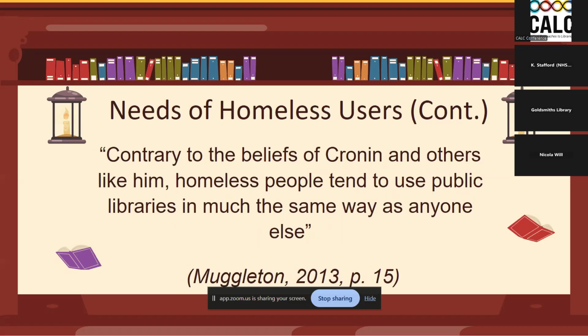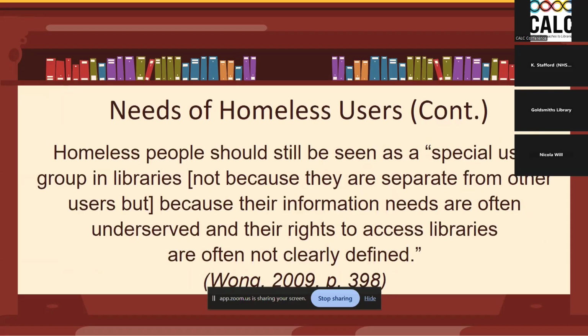And Muggleton, working in Glasgow, argued that contrary to the beliefs of Cronin and others like him, homeless people tend to use public libraries in much the same way as anyone else. With all that said, you might wonder why it's worth having a talk like this at all. Why are we talking about homeless users as a separate library user group when I'm also saying that they use libraries in the same way as everyone else? And I think there's a couple of quite short answers to that.